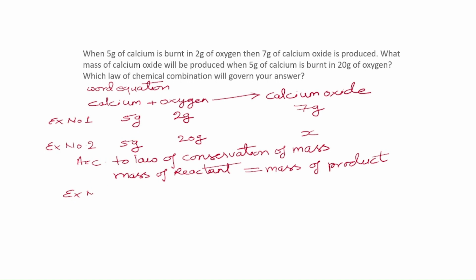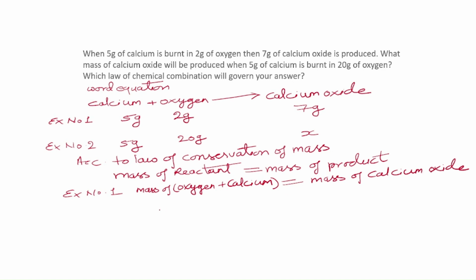In experiment number 1, what is the mass of reactant here? The mass of reactant means the mass of oxygen plus calcium, or you can write calcium plus oxygen, that is a similar thing. And what is the mass of product? It is the mass of calcium oxide.